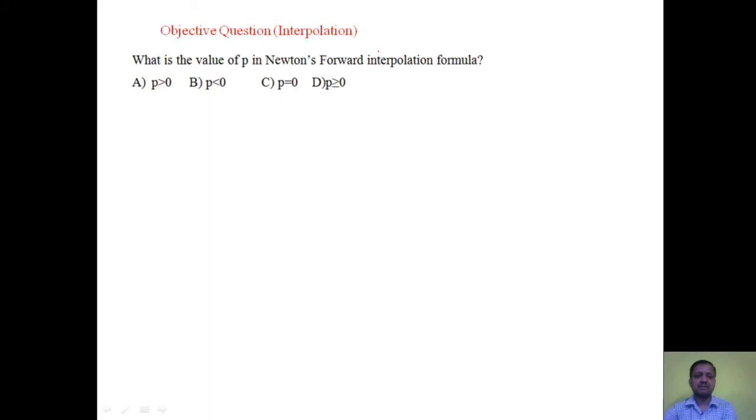What is the value of p in Newton forward interpolation formula? We know p is x minus x naught by h. Is it positive or negative? Suppose x data is 0, 1, 2, 3, and your corresponding y data is there. You want to find the value at 0.5 between the data. So x naught is 0, x is 0.5. So 0.5 minus 0 by h is 1. So always you will get p value as positive in the forward difference formula.